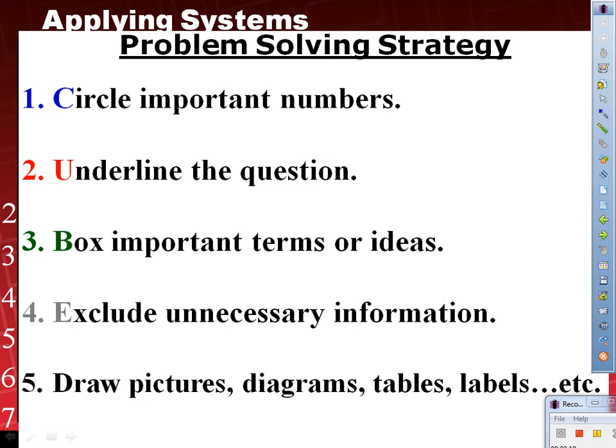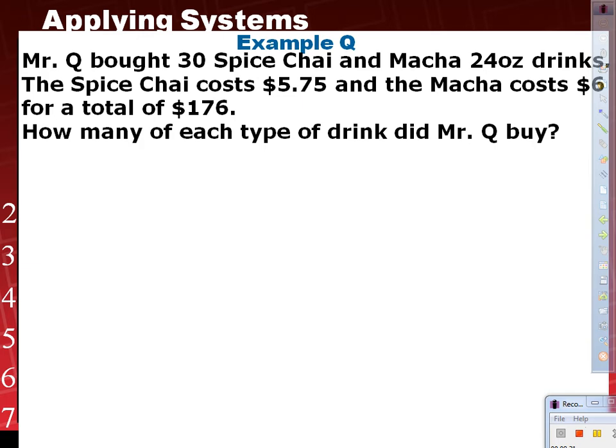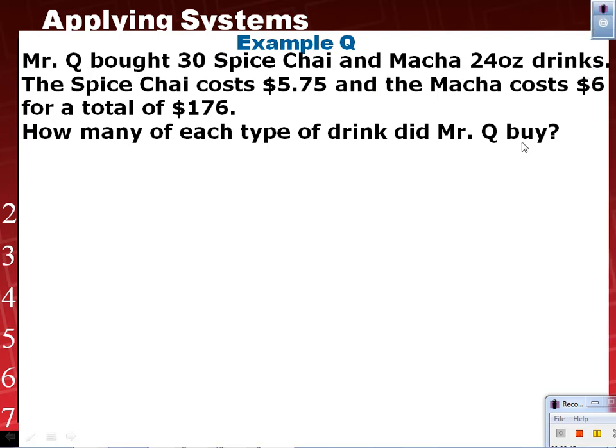So turn your paper over because we're going to need some space to do some work. So write example Q. And now we're going to write the actual problem down of the video. Here it is. Example Q. It says, Mr. Q bought 30 spice chai and matcha 24-ounce drinks. The spice chai costs $5.75 and the matcha costs $6 for a total of $176. How many of each type of drink did Mr. Q buy?